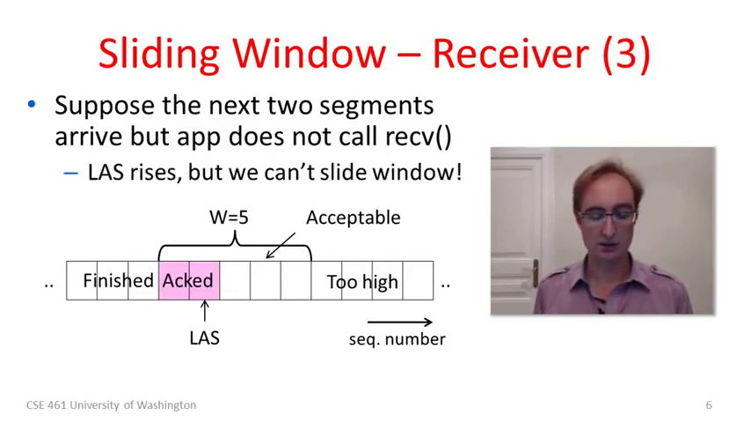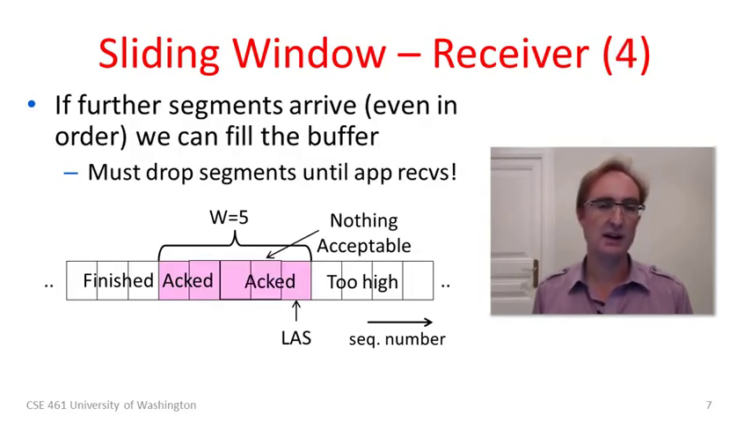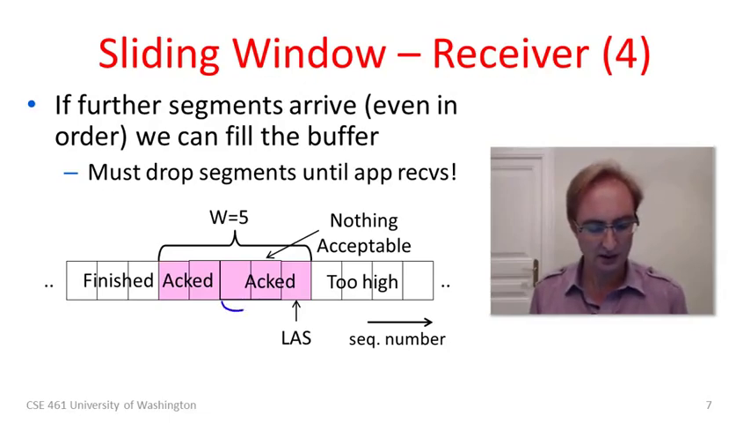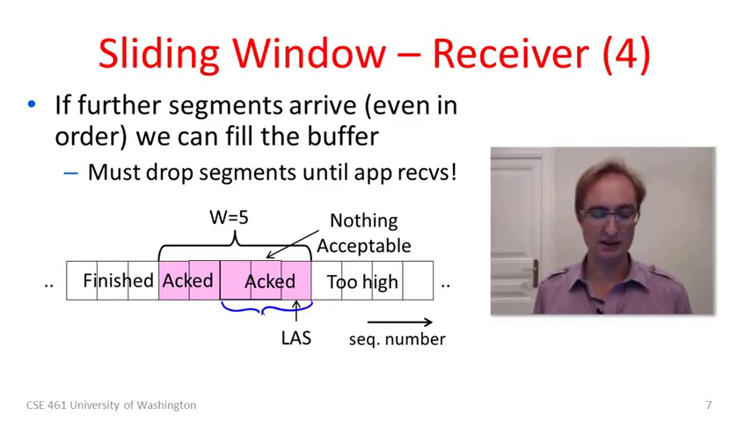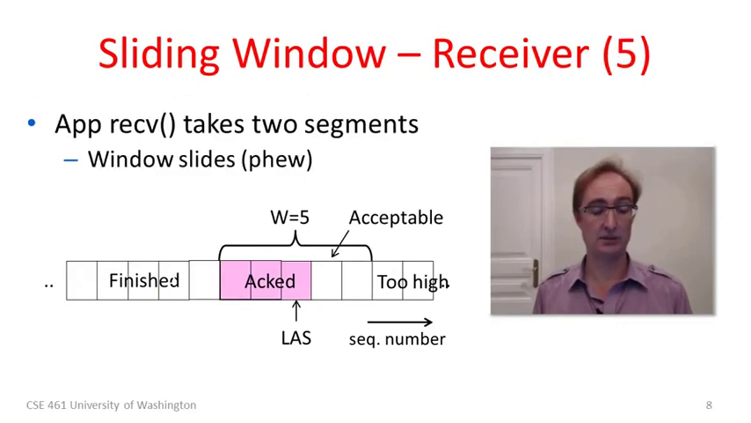What happens? Here's a cleaned up version of that diagram. The conclusion here is we can't slide the window just yet. What happens now if, before the app gets its act together and calls receive, more segments come in from the network? Here you can see another 3 segments arrived. They went into the buffer, we had room for them, we updated LAS, great, but we still haven't passed them to the app yet. Now, this actually means we're in a very unfortunate situation, because if more new segments arrive from the other side, we don't have a place to buffer them, and we'll have to throw them away. That doesn't sound very good.